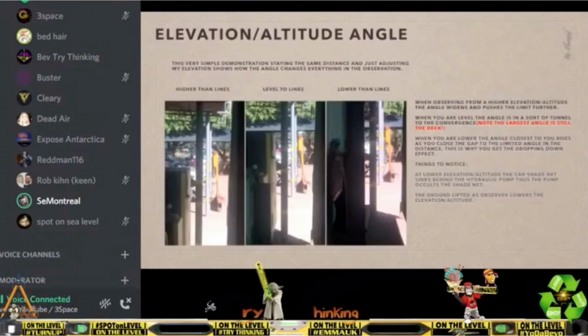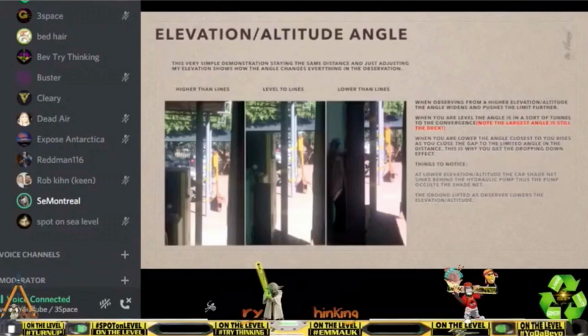When you're at a level angle, it's a sort of tunnel to the convergence, the same effect as when you're standing in a hallway. You have that tunnel effect, the convergence to the same point. Because you're level, everything in observation goes to the same convergence at about the same rate. But the floor's angle is still the biggest one, so you'll still have bottom obstruction quicker with distance. So when you're lower, the angle closer to the rises and the closest to the gap to the limited angle in the distance. This is why you get the dropping down effect.